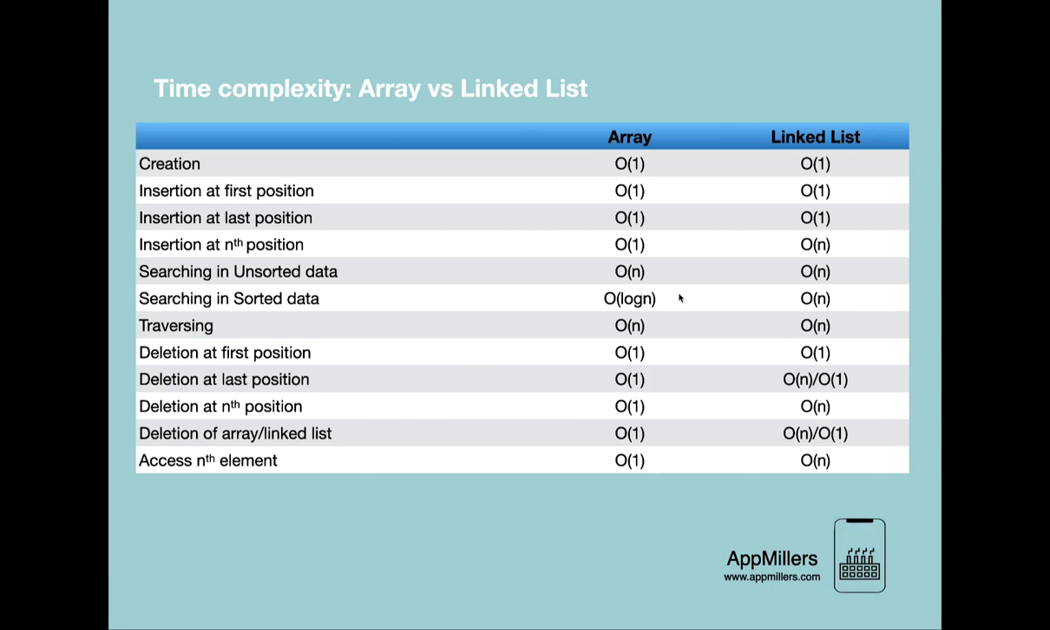So in case of linked list, if we are searching for a value in a sorted data, it's again O(n) time complexity, because here again we need to loop through the data until we find the value that we are looking for. So it takes O(n) time complexity. So the next operation is traversing.